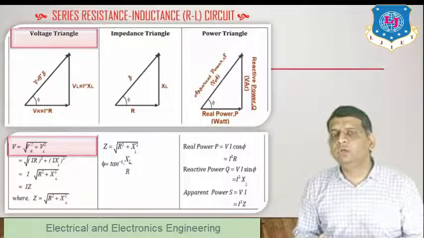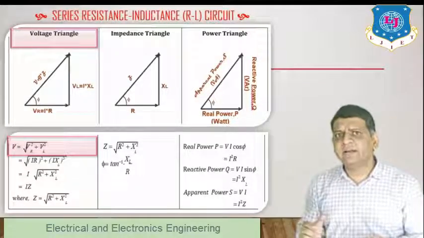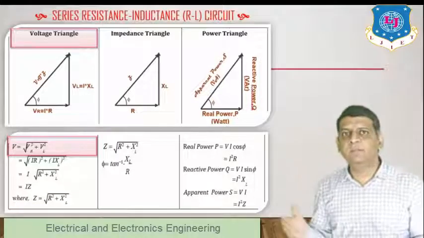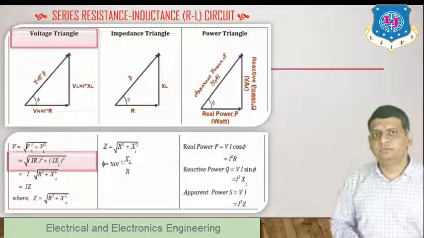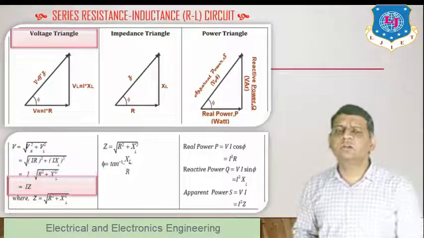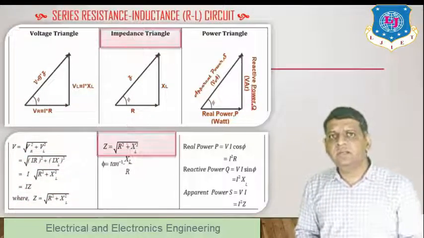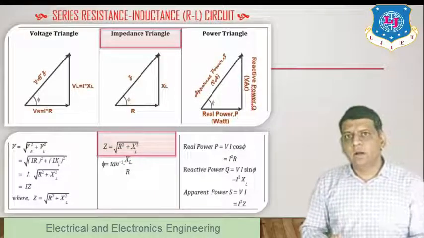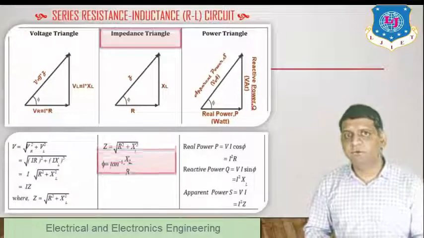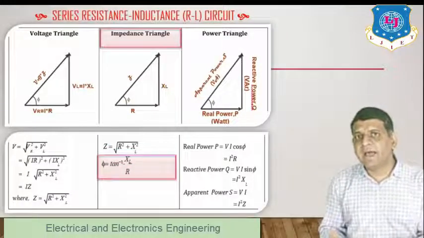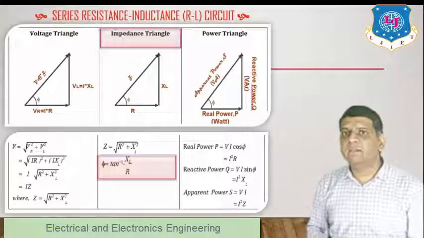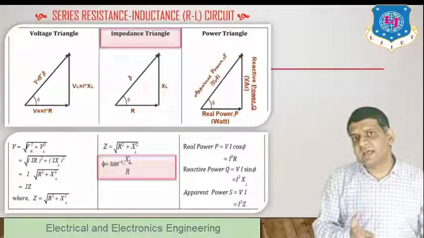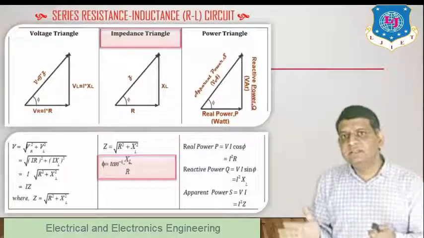So if I remove the current from all vectors, I can find the impedance triangle. You can see here the impedance triangle, where Z is equal to the square root of R squared plus XL squared. From this, you can find the resultant angle phi, which is equal to tan inverse of XL by R. So this triangle is defined as the impedance triangle. These are individual triangles; there are a total of 3 triangles for a series RL circuit.